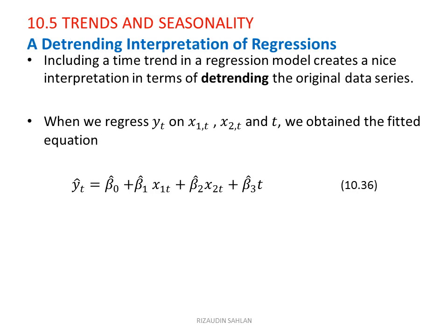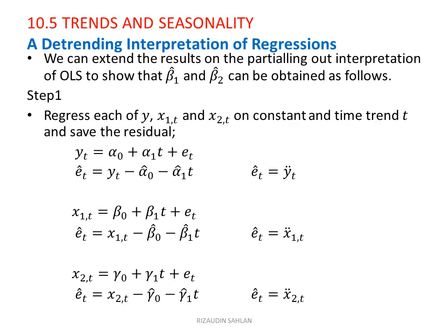The idea behind putting the time trend in our data is that we want to create a nice interpretation in terms of detrending the original time series. In other words, we want to detrend the data if we assume that the data have a trend. Let's assume we regress Y_t on X1 and X2 and also T, and we get the fitted equation as in equation 10.36.